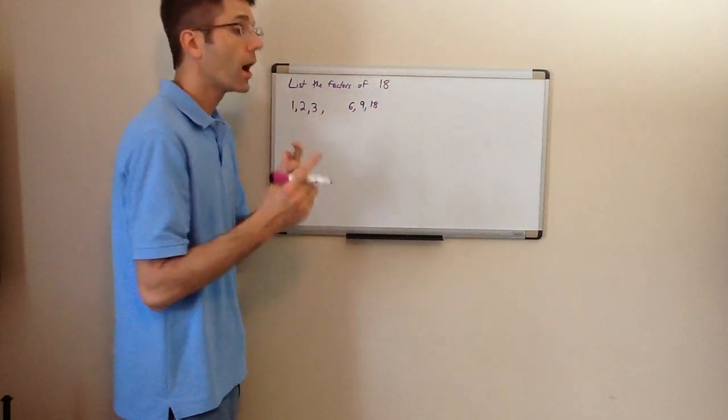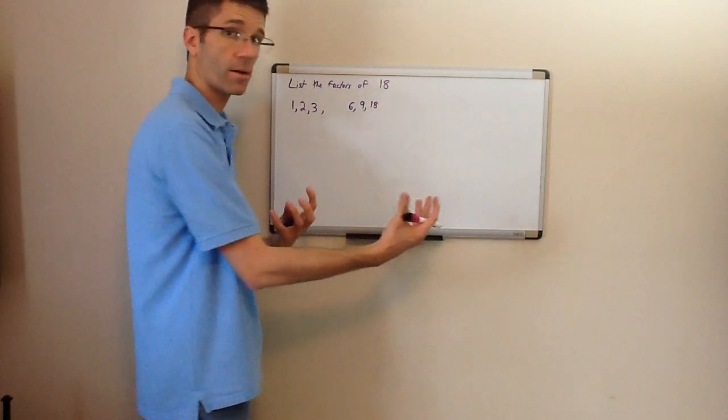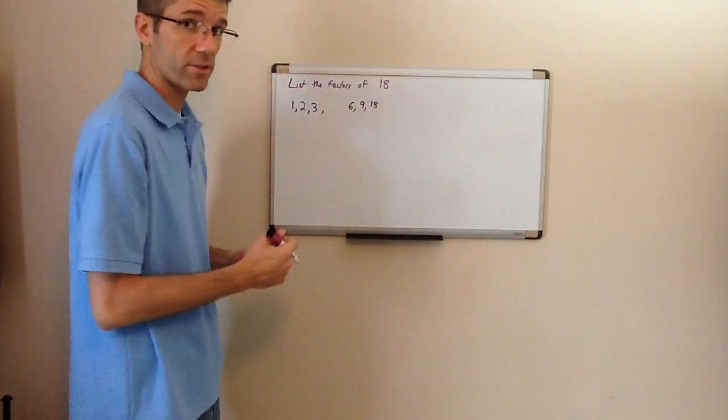Really quickly, let me review. 18 is not prime. Otherwise, my list would be very short. It would just have 1 and 18. But there's more than just that that goes into it. Okay, so this was a list of the factors of 18.